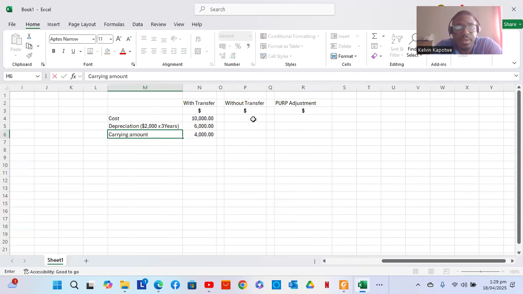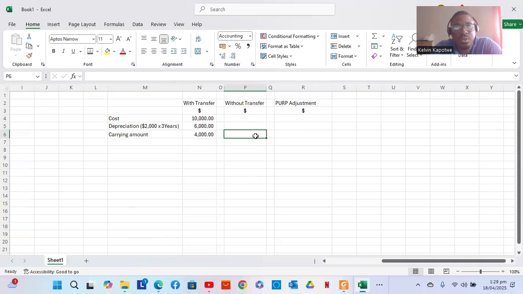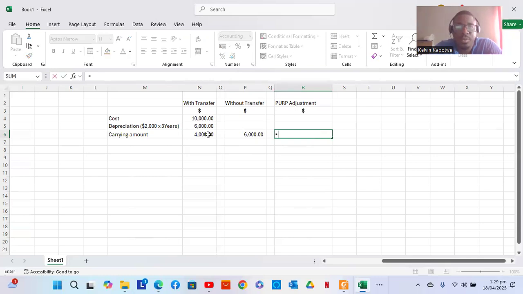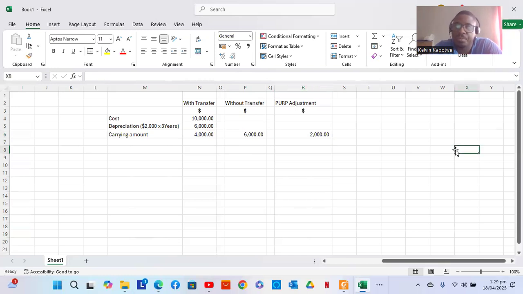Okay, but now with the transfer, we are told that this was transferred at 6,000. So they sold it at 6,000. What has happened here is you've created a profit. 6,000 is what you sold at. Your value in the books was 4,000. So there's a profit of 2,000 kwacha there. Okay, that's the profit that we have there.